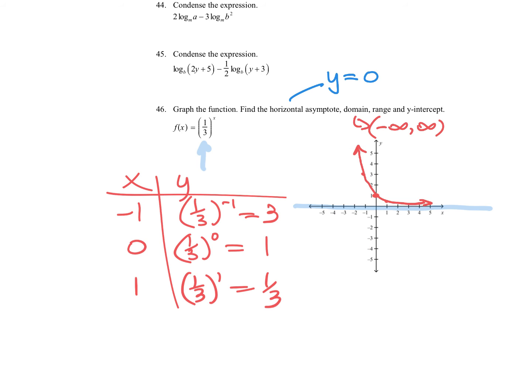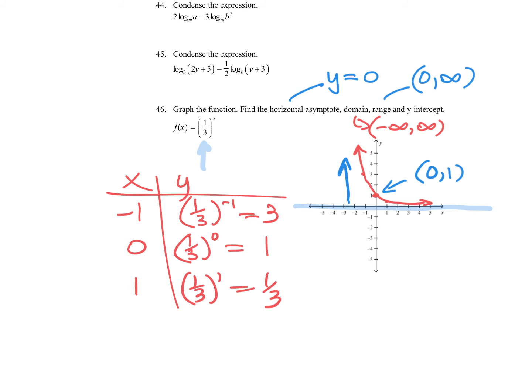Notice the arrows on the ends. However, the range, all the y values are above this asymptote. So my range goes from 0 to infinity. It's only positives. And then the y-intercept is this ordered pair right here. If you see that you have an ordered pair, on the exponentials, it's easy to see because if you plug in 0, you can automatically find it. Now remember, if it gets shifted, that y-intercept will shift as well.